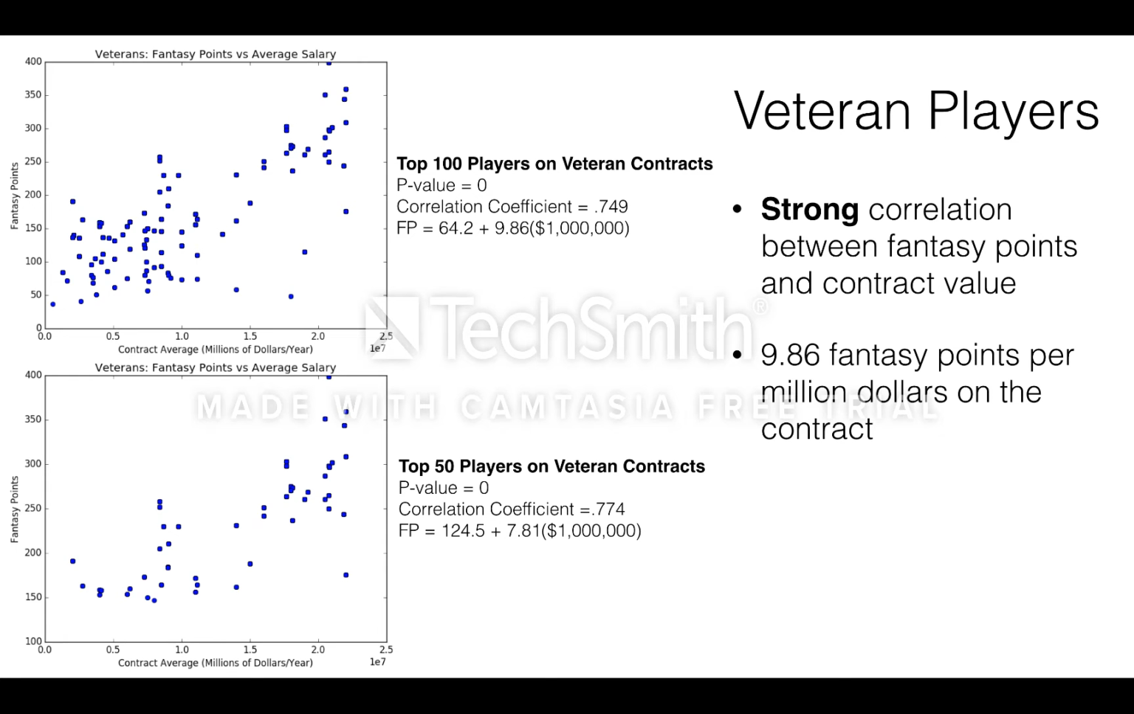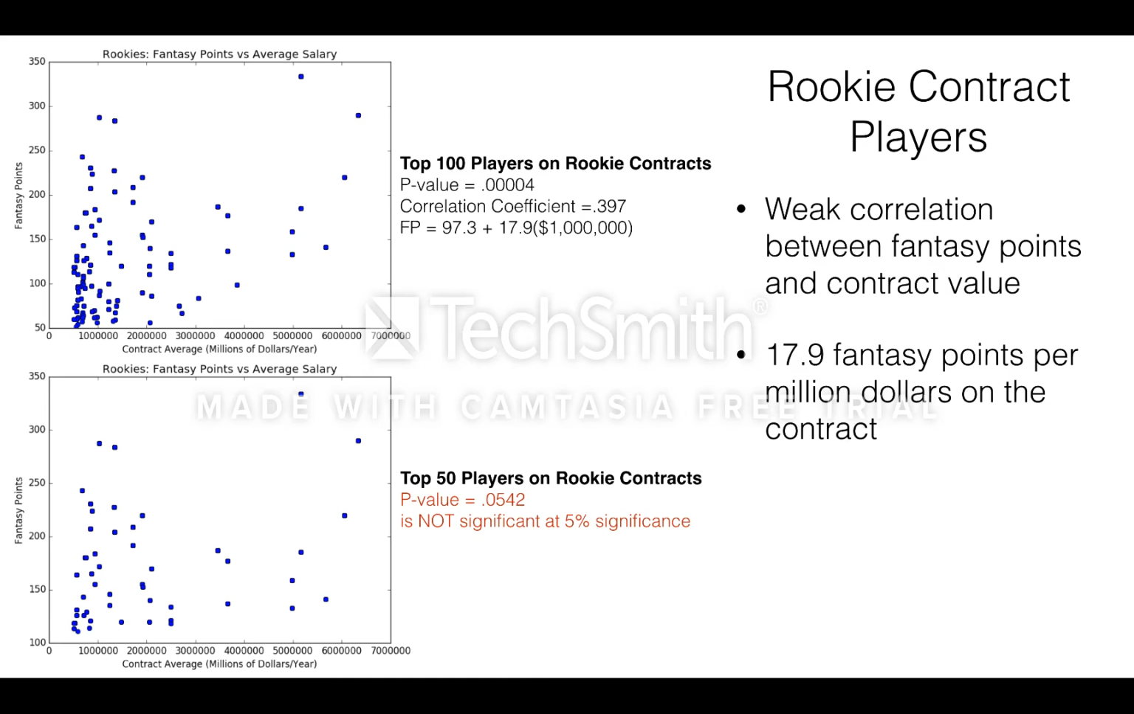And I found that generally for each $1 million a veteran was receiving on their contract, they produced an extra 9.86 fantasy points. When I did this using only players on rookie contracts, I found a very weak correlation between the two when using samples of 100 players. And when using only the top 50 players, there was not sufficient evidence of correlation at the 5% significance level. A typical player on a rookie contract produced an additional 17.9 points for every extra $1 million on their contract.